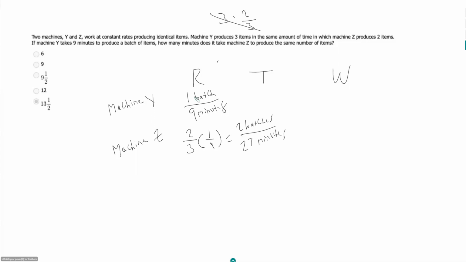That is machine Z's rate. How many minutes does it take machine Z to produce the same number of items, which is just one batch? So how long does it take machine Z to do one batch? Well, if they can do 2 batches in 27 minutes, they should be able to do 1 batch in 13.5 minutes, which is E.